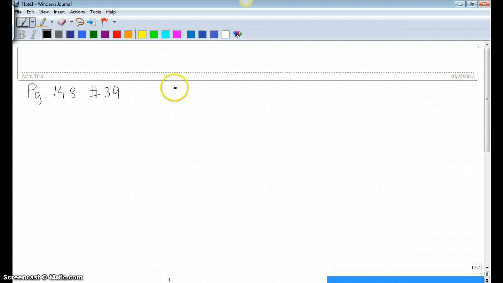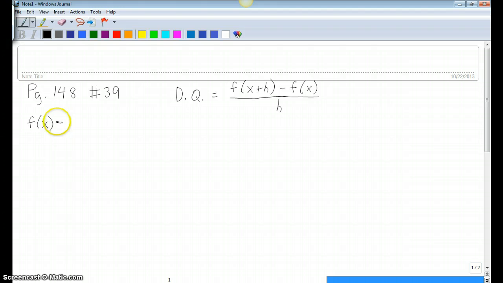So the difference quotient, I'll abbreviate it dq, is f of x plus h minus f of x, all over h. And they give you in number 39 that f of x is x minus x squared. So we're going to take f of x plus h right here. We're going to subtract from that our f of x, which is x minus x squared.